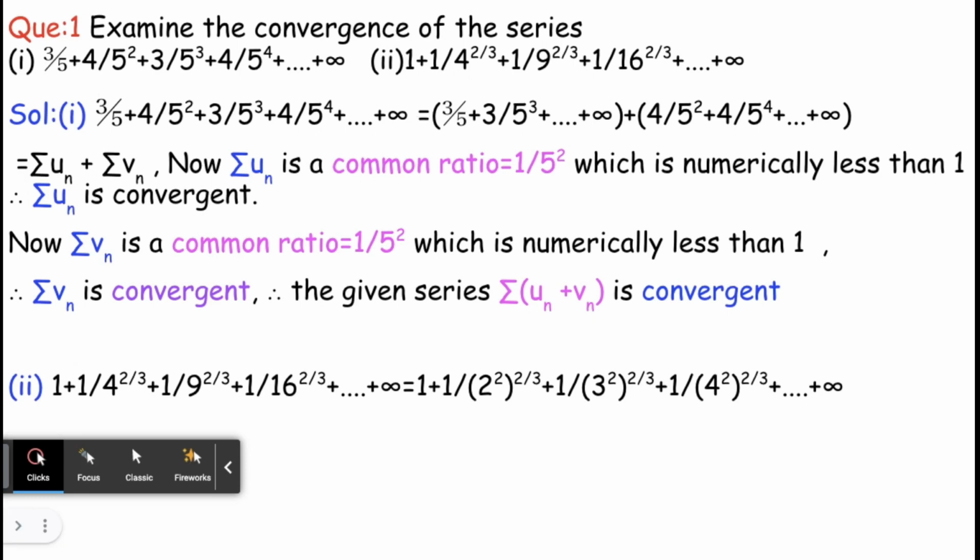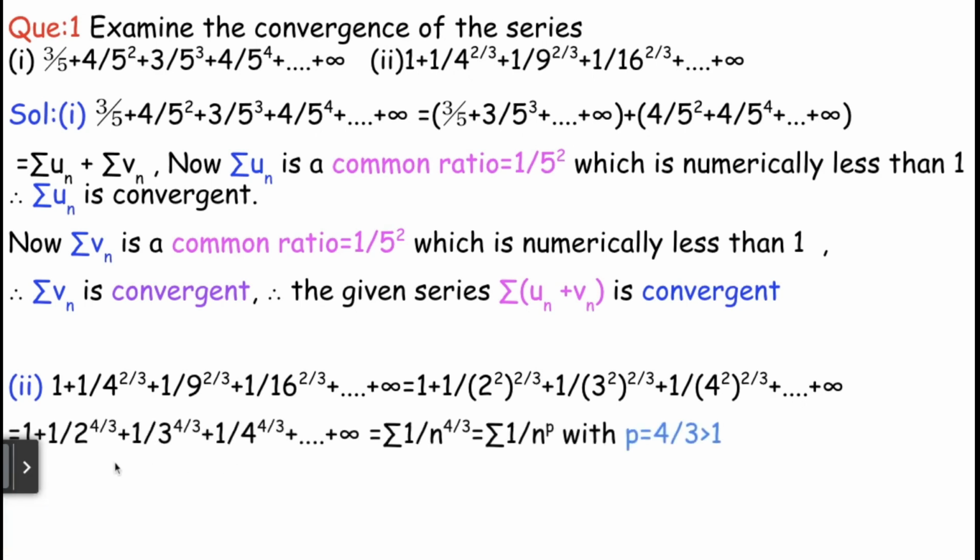The second example we have is going to be a good example. We have 1 upon 1 plus 1 upon 2 to the power 4 by 3 plus 1 upon 4 to the power 4 by 3, and so on. This is nothing but the p-series test. You might confuse it with a geometric series, but it's not a geometric series, because n is the variable and the exponent is constant.